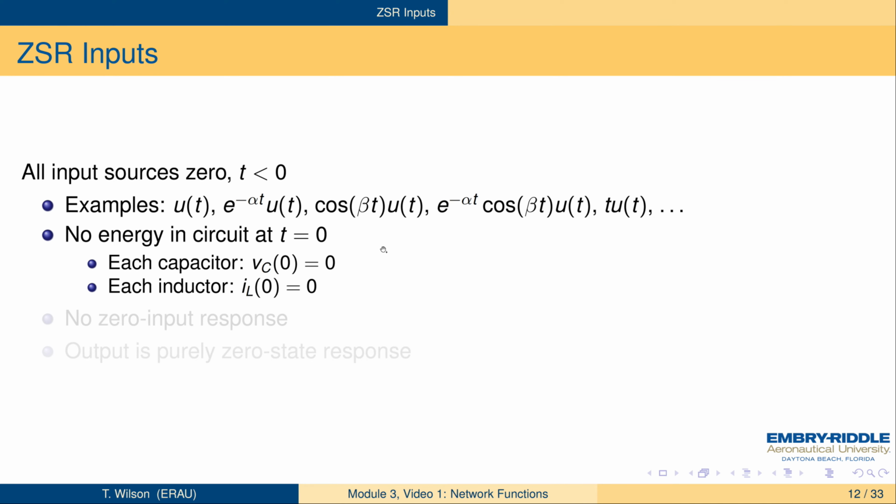So you're not storing any energy in the circuit prior to t equals 0, which means that the initial conditions of all the energy storage elements will be 0. So Vc of 0 will equal 0, IL of 0 equals 0 for any capacitor, for any inductor in the circuit. That means there's no zero input response, so the output is purely a zero state response.